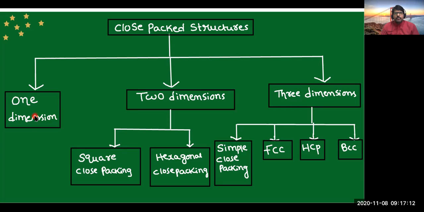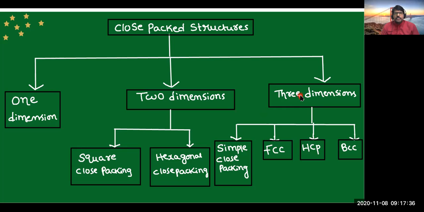So close packing in one dimension, very clear. The name itself gives the meaning: the particles are present only in one direction. In two dimensions, the constituent particles are present in two directions, any two directions. So these are further classified into two types. One is square close packing, another one is hexagonal close packing, right?